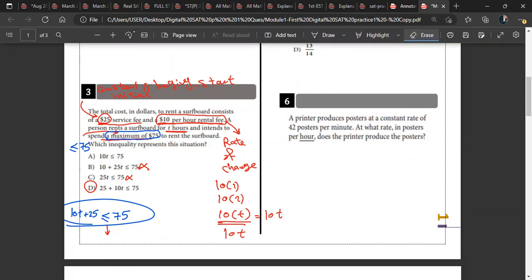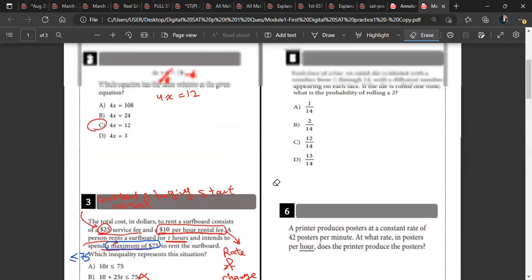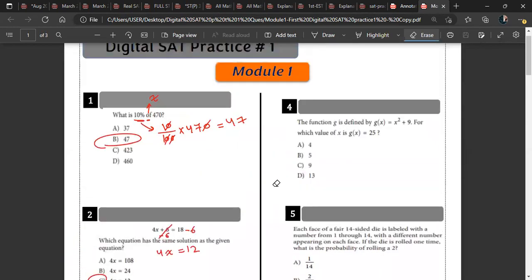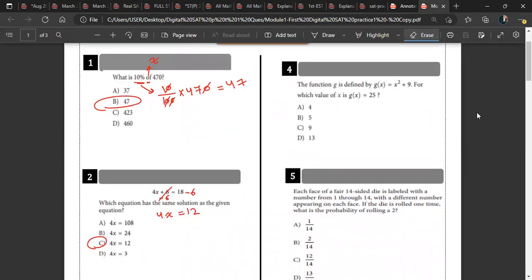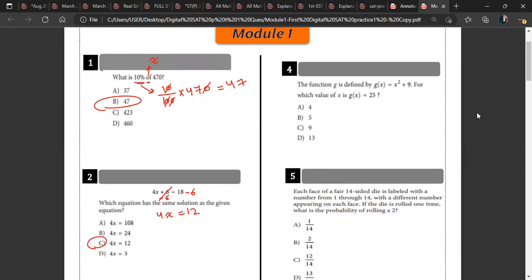Okay, let's complete. Here for question number 4. For question number 4, the function g is defined by g of x equals x squared plus 9.